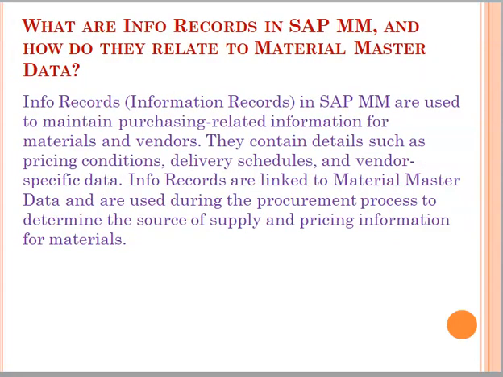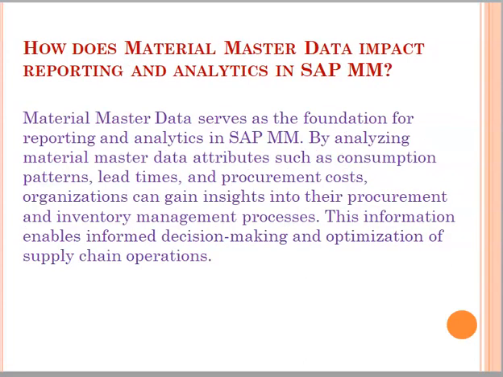What are info records in SAP MM and how do they relate to material master data? Answer: Info records, or information records, in SAP MM are used to maintain purchasing-related information for materials and vendors. They contain details such as purchasing conditions, delivery schedules, and vendor-specific data. Info records are linked to material master data and are used during the procurement process to determine the source of supply and purchasing information for materials.